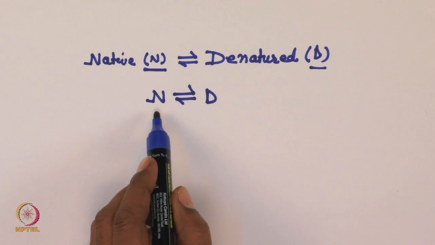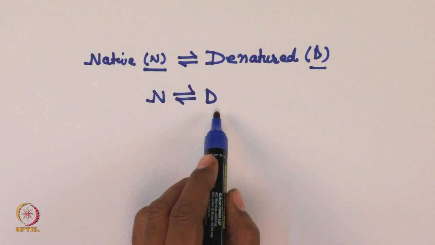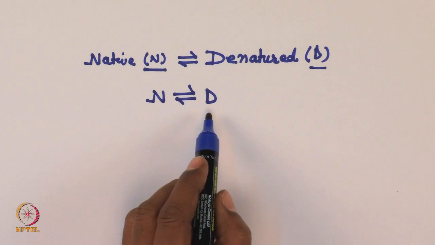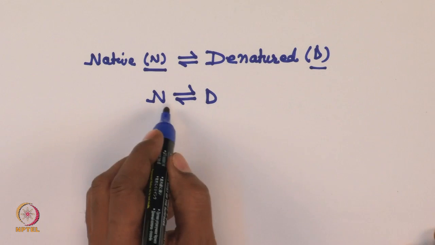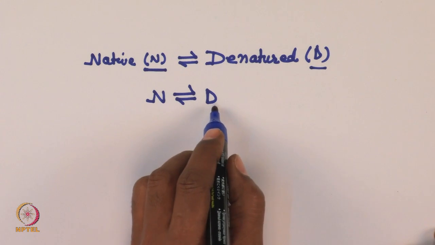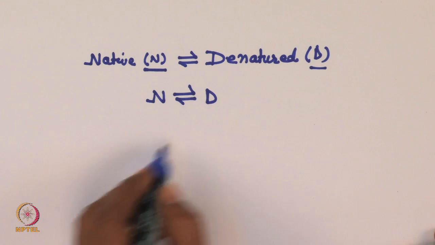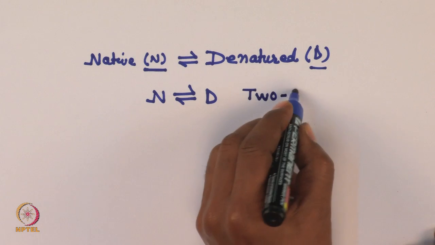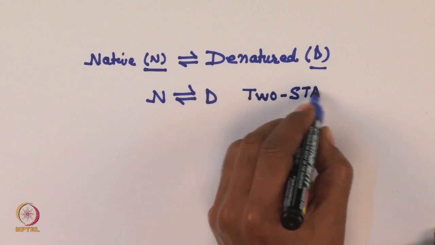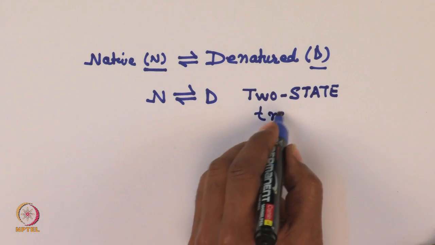And if the transition were not two state, then there would have been appearance of other states in between, some intermediate state or so. Some examples we will take later about this. But this N going to D, in which either native state is populated or denatured state is populated, I will call this a two state process. Two state transition.